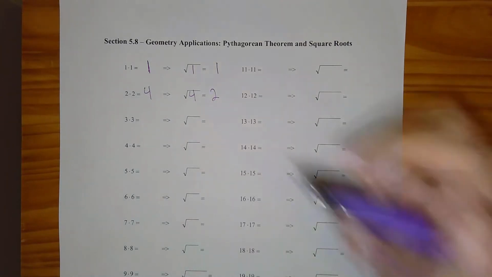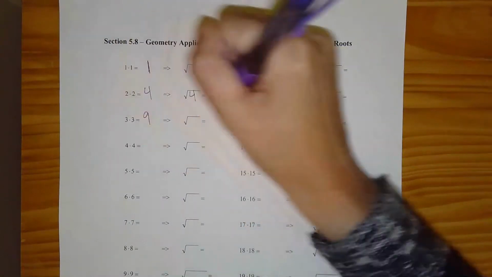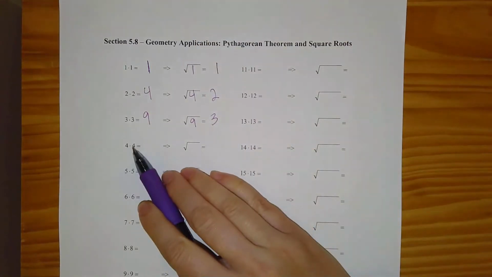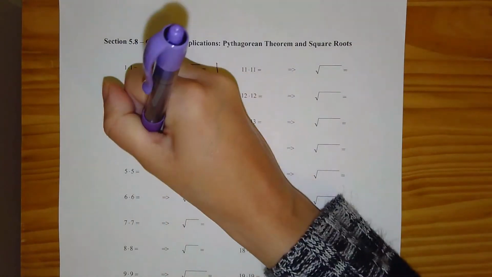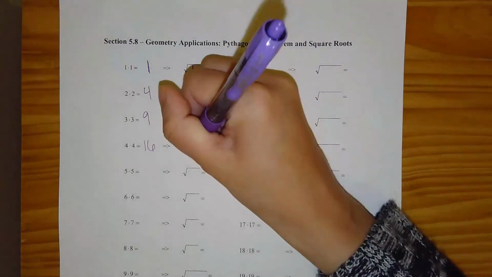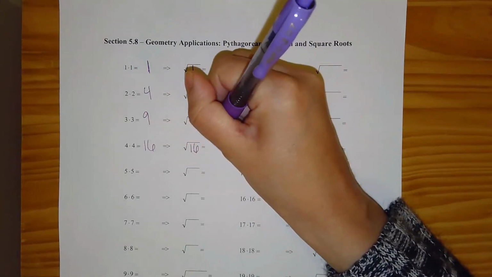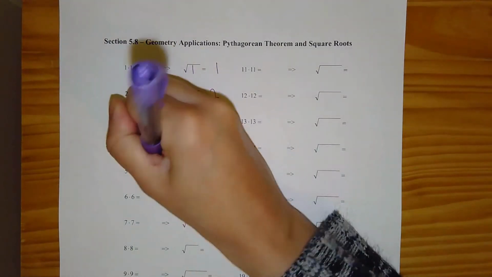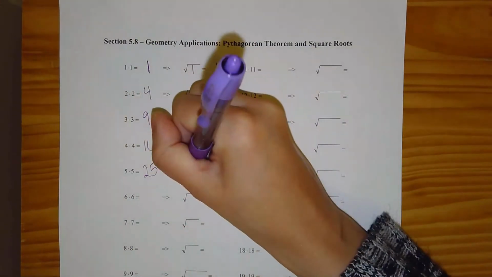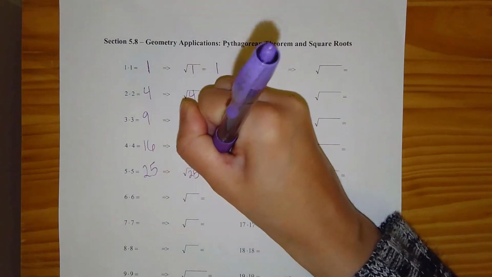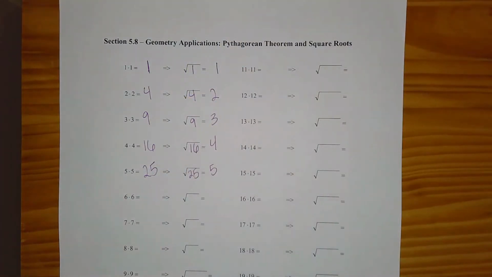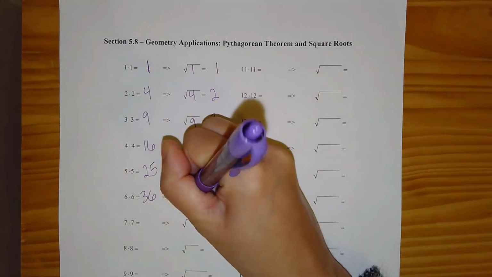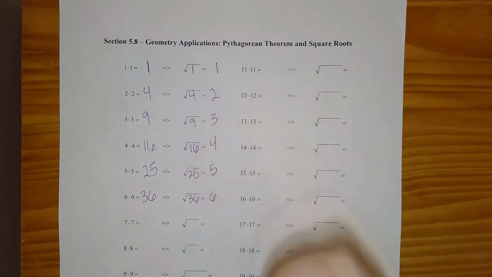So let's see, 3 squared, 3 times 3 is 9. That means that the square root of 9 would be 3. 4 squared is 4 times 4, which is 16. And that means that the square root of 16 would be 4. 5 squared is 5 times 5, which is 25. And that means that the square root of 25 would be 5. 6 squared, 6 times 6, is 36, which means that the square root of 36 is 6.